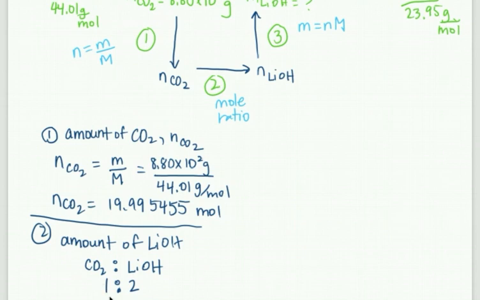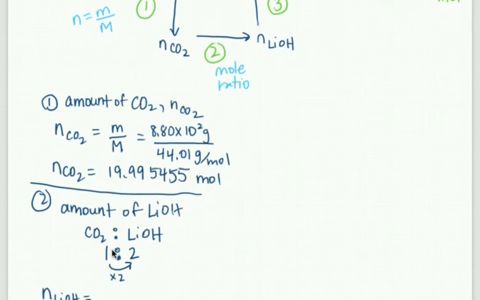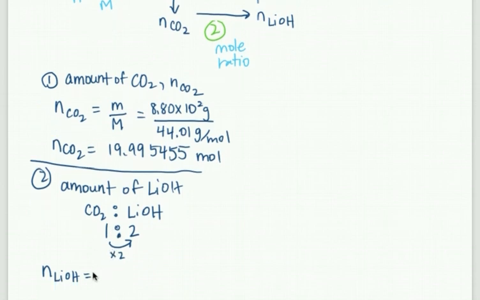So what am I noticing? For every 1 carbon dioxide, I need 2 lithium hydroxides in order to get this reaction to go. So I need to multiply by 2. In order to find my amount of lithium hydroxide in moles here, I'm going to take the amount of carbon dioxide that I had in step 1 and multiply by 2.